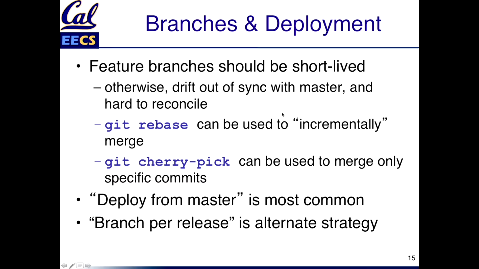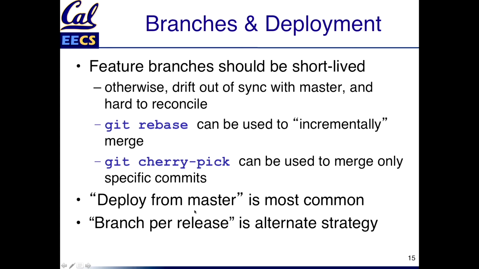There's also git cherry pick. Cherry pick is used to merge only specific commits as opposed to everything on a branch. And a reason that you might want to use this comes from two different scenarios that are very common branch usages in Agile. One of them is branch per release, and the other one is branch per feature, which we already saw. So let's talk about branch per release.